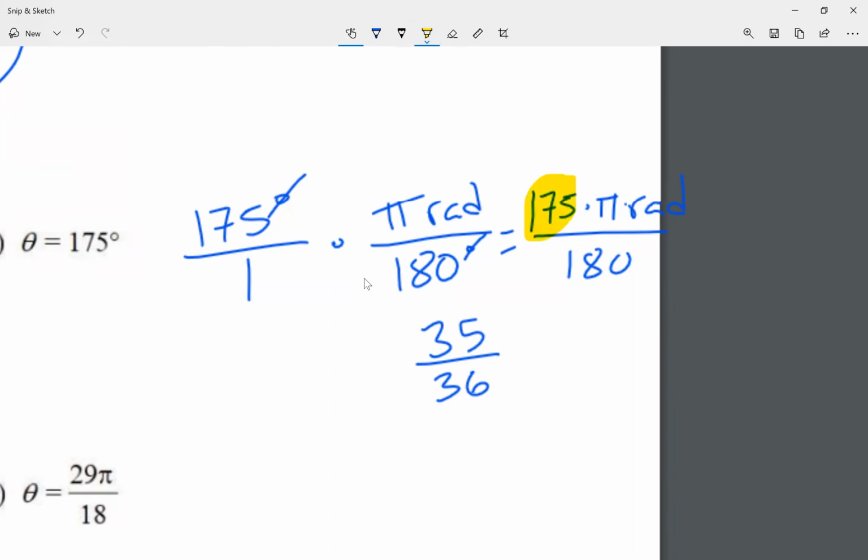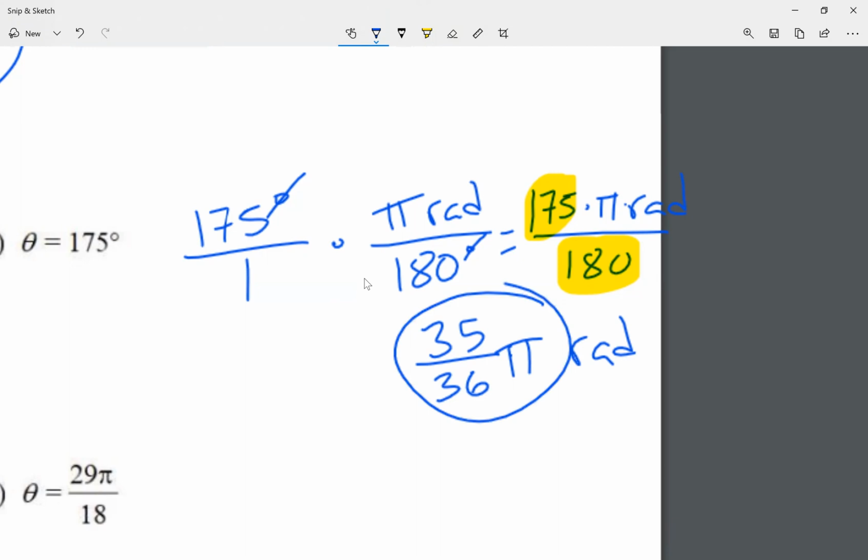I'm just looking at my fraction, 175 over 180. For homework in ALEKS, you don't have to simplify, so that's nice. And then there's a pi afterwards, so 35 over 36 pi radians. If it says leave it in terms of pi, that's it. Now, if it says round it and use 3.14 for pi, then my answer will be 3.1. So make sure you read the instructions.